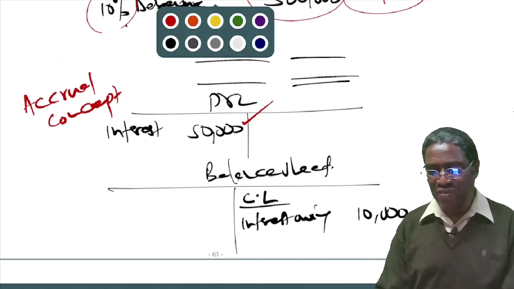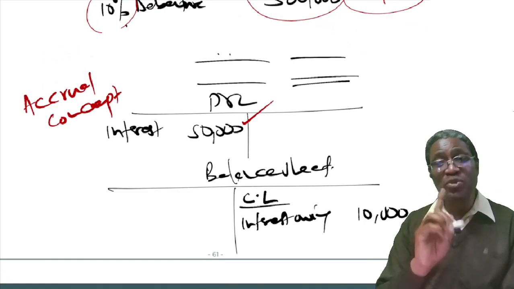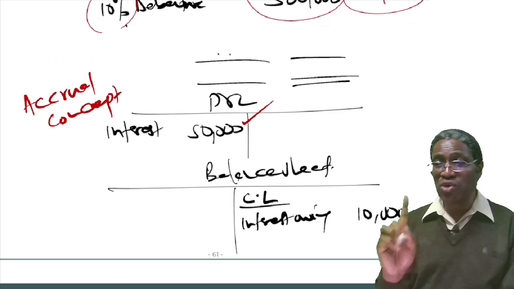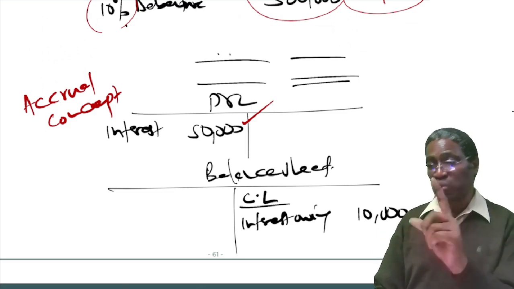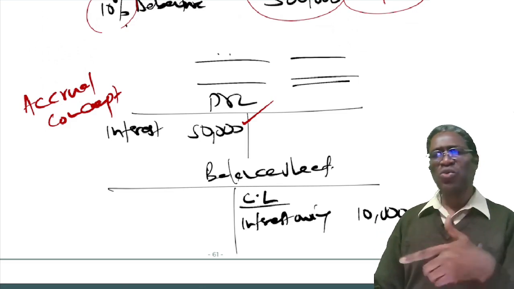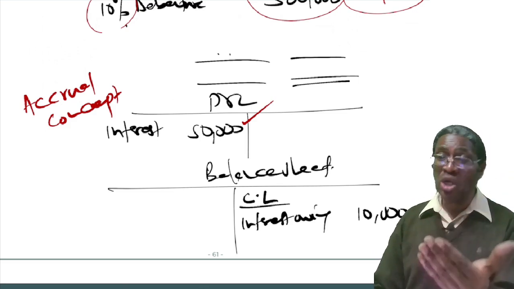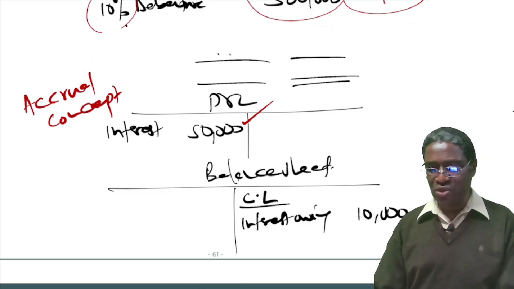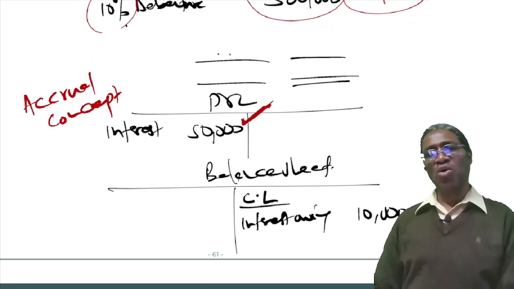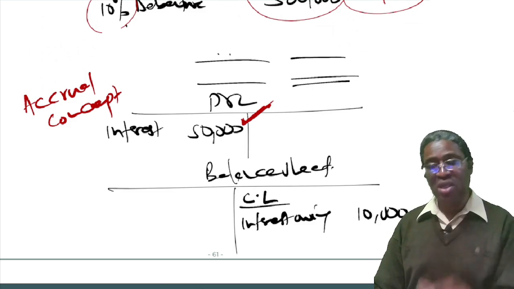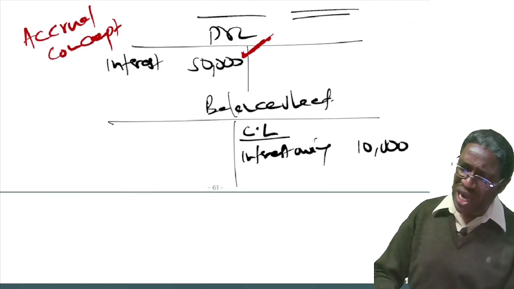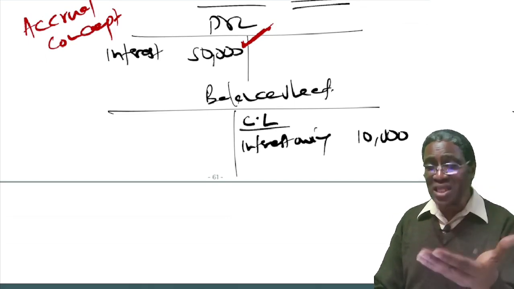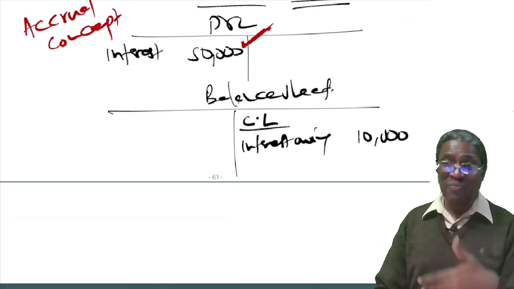Why? Because we have said you follow the accrual concept. Whether you have paid it or not, you recognize cost when it is incurred, but not when it is paid. We just know we were supposed to pay 50,000. We have not even paid anything, but that does not mean I don't recognize an expense called interest. I still recognize interest. Then when I go to the balance sheet, that's when I ask myself from the trial balance, have we paid anything? The answer is no. We have paid nothing.